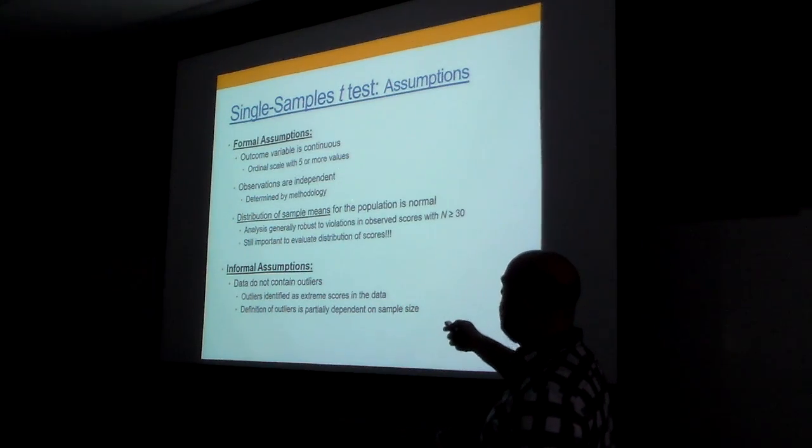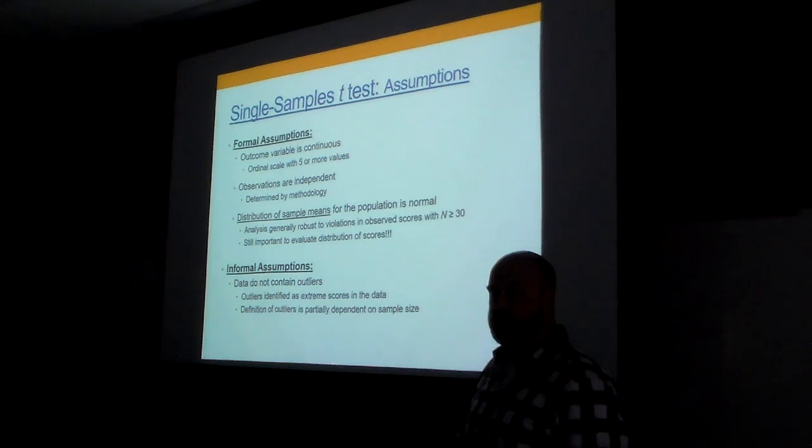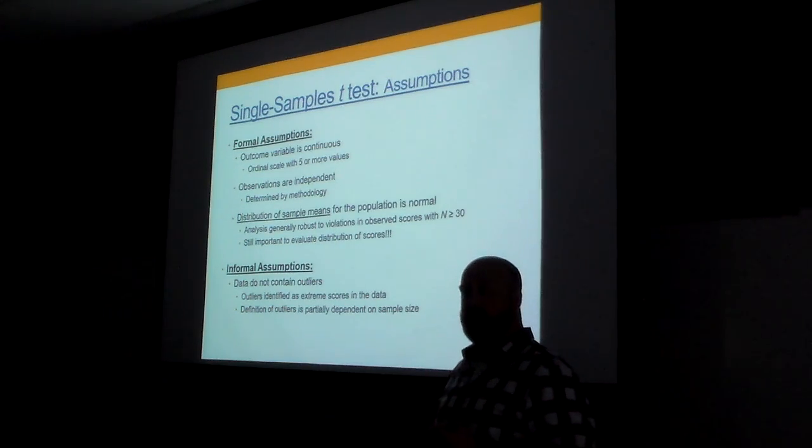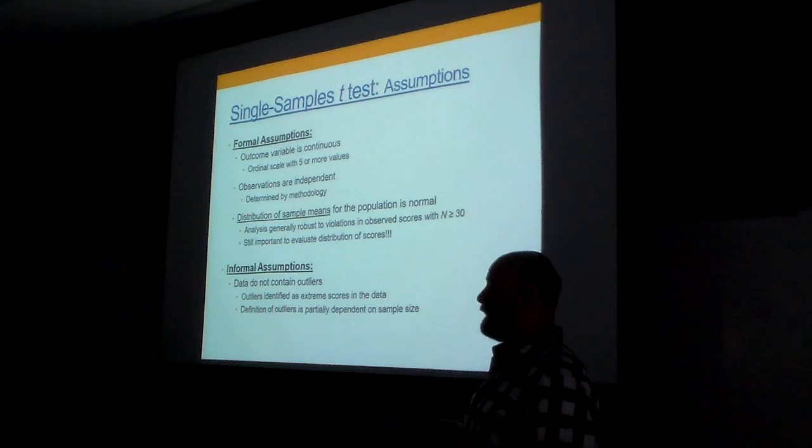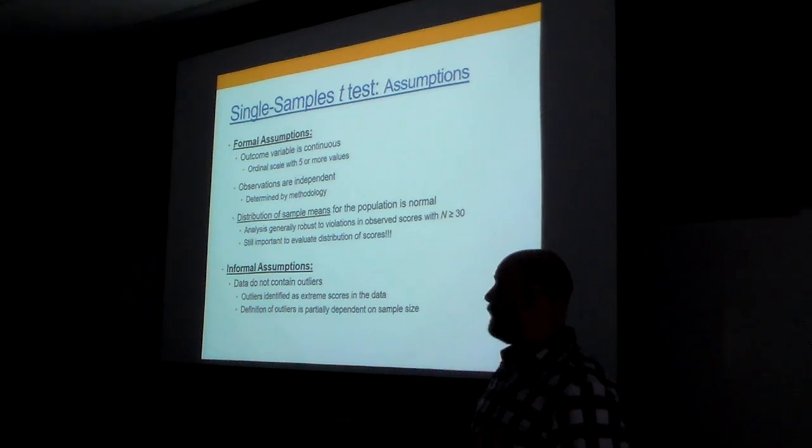We're still going to go through and evaluate the distribution of scores, because we want to know what's going on in our data, and if there are weird outliers and things like that, we want to make sure that we're addressing those properly.